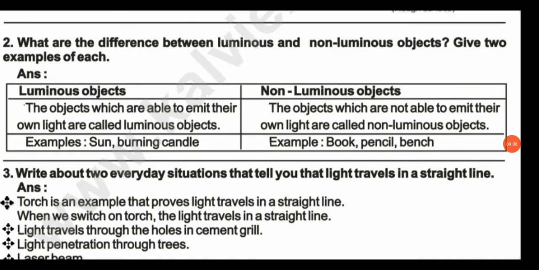Then write, the objects which are able to emit their own light are called luminous objects. Non-luminous objects are the objects which are not able to emit their own light. Examples of luminous objects are the sun and a burning candle.